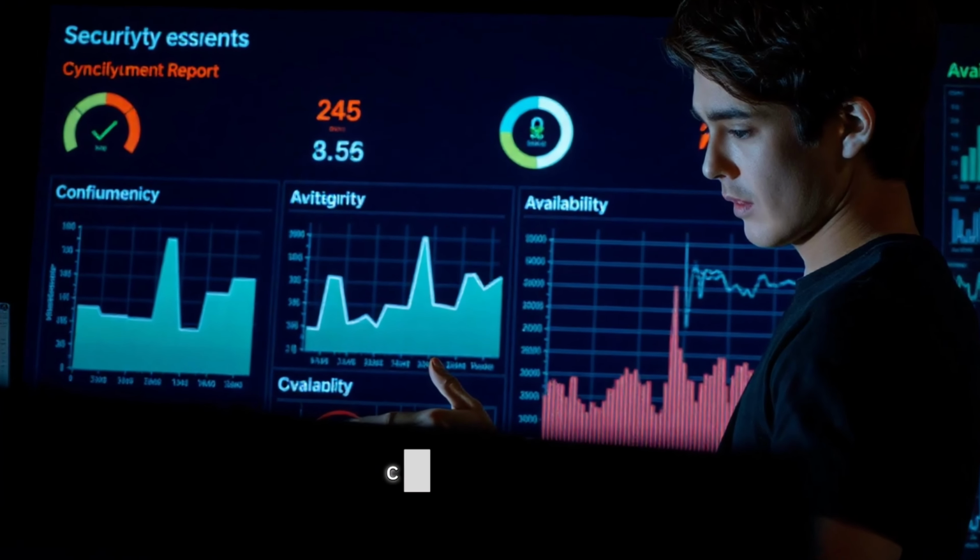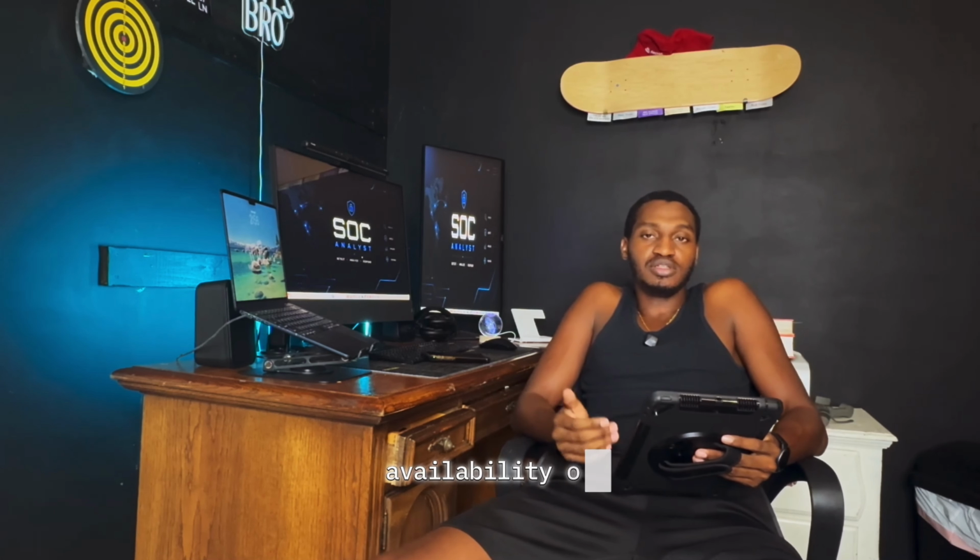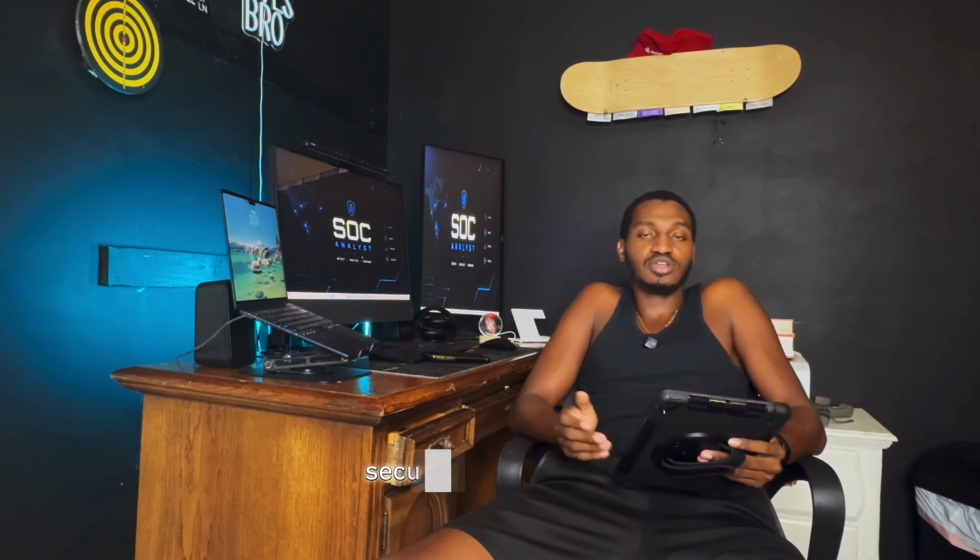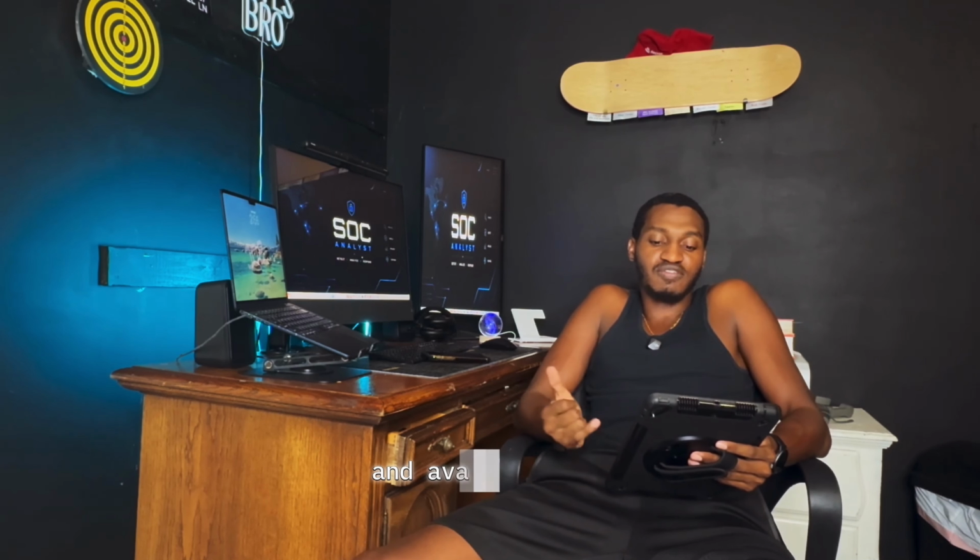Okay, next question. What is security incident? Security incident is any event that compromises the confidentiality, integrity, or availability of a system. For example, unauthorized access to a server is a security incident. The three core principles are confidentiality, integrity, and availability, right? So in cybersecurity, if you compromise one of them, you have a security incident on your system.